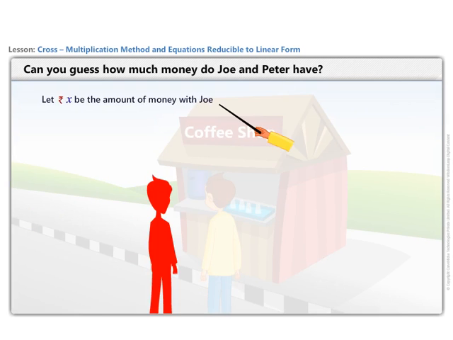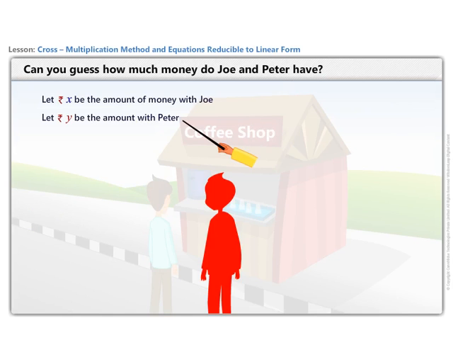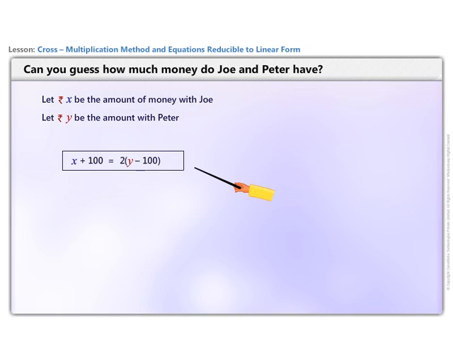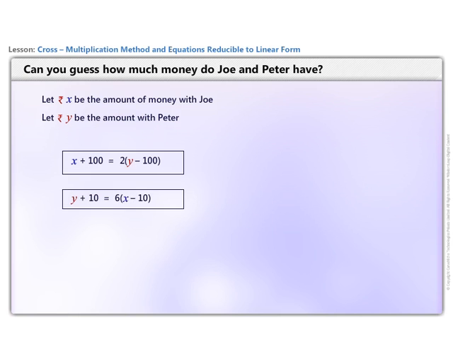Let rupees x be the amount of money with Joe, and let rupees y be the amount with Peter. We can form algebraic equations from the above conversation, and the equations can be written as x + 100 = 2(y - 100), and y + 10 = 6(x - 10).